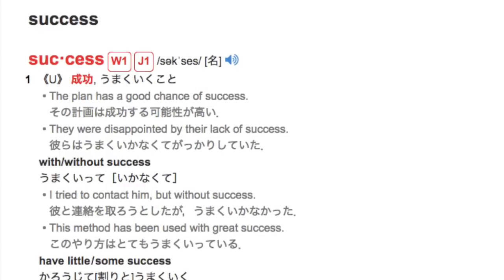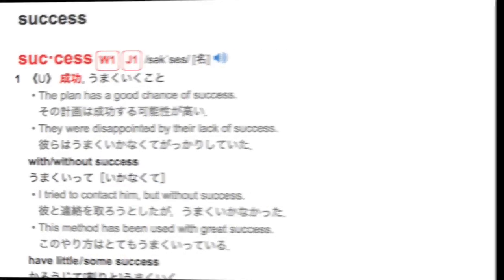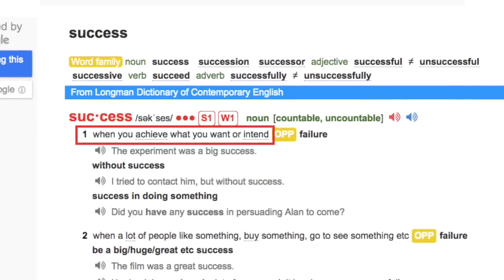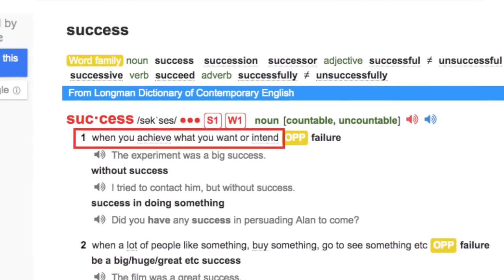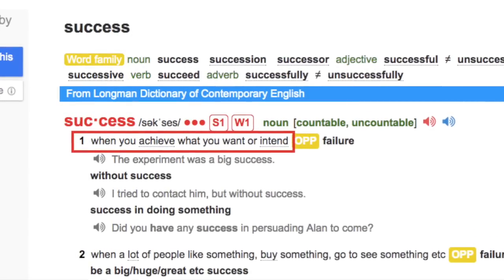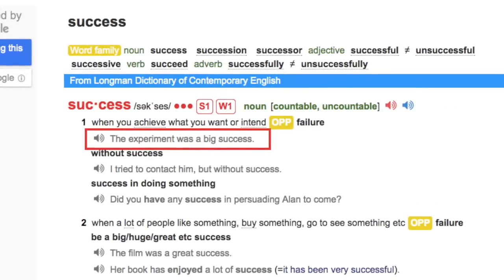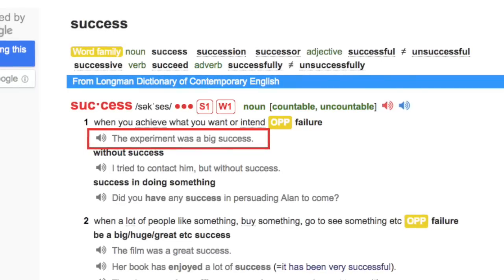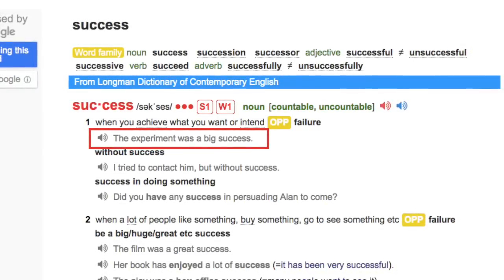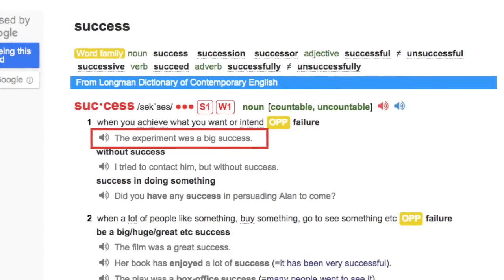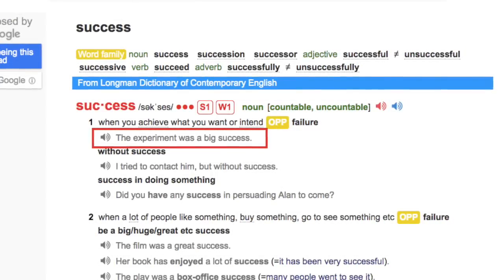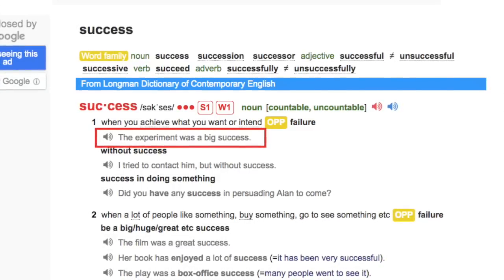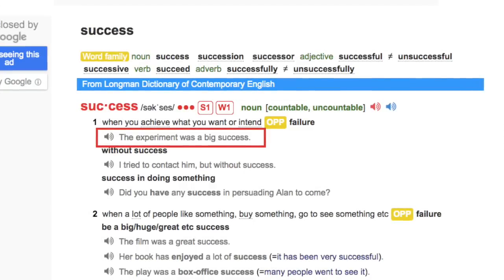Now, having read the bilingual definition, my advice is to go back and read the monolingual definition once again. Success, when you achieve what you want or intend. And next is my favorite feature, an audio recording of the example sentence. The experiment was a big success. This is a relatively new feature. Longman revised its website recently and added this super useful feature. Free sound files for over 88,000 example sentences. Thank you, Longman, the only dictionary to offer that.